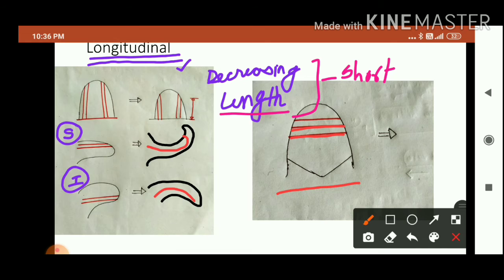Yes, and what will be the impact on size? It will elongate the tongue. So what it can do, it will elongate the tongue, it will make the tongue thick. Yes, it will make the tongue thick, and along with it, it will narrow the tongue.